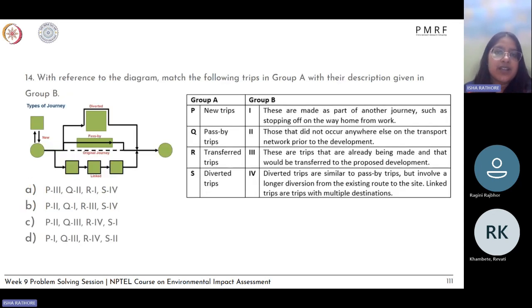With reference to the diagram, match the following trips in group A with their description given in group B. So we have A is our point A and this is our point B. So we have the trip based on how the route changes. So you need to match group A, which is the trip type, to their description, which is written in group B.